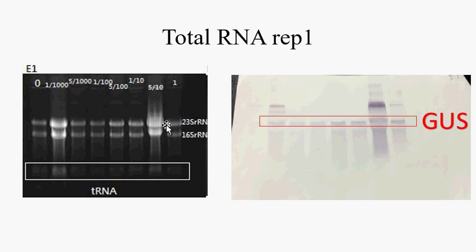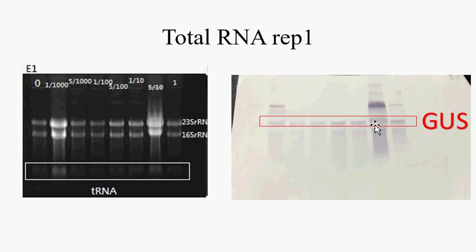These 2 bands are ribosomal RNA in E. coli. At the bottom is tRNA. And GUS RNA is between the 2 ribosomal RNAs, so you cannot see it so clearly here. You can see these 2 bands seem brighter than others because I think there is some bias in NanoDrop. At the right, you can see the northern hybridization results.